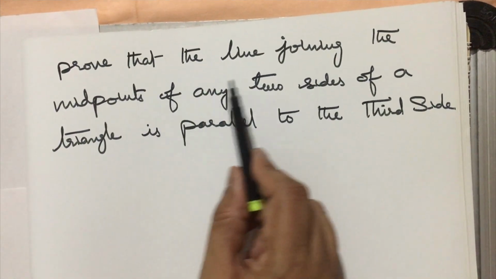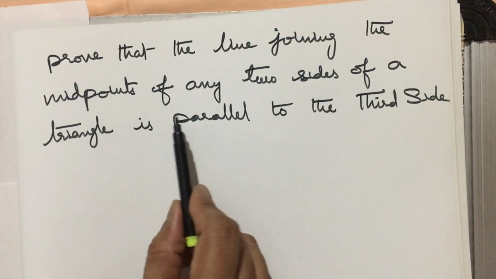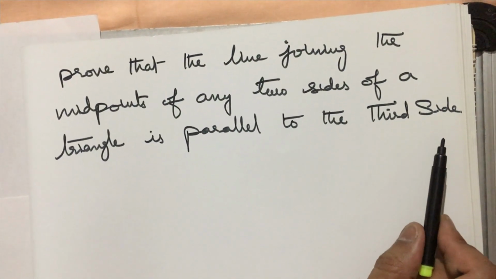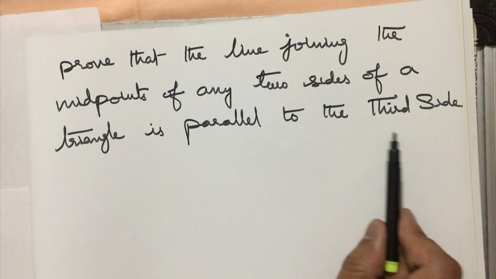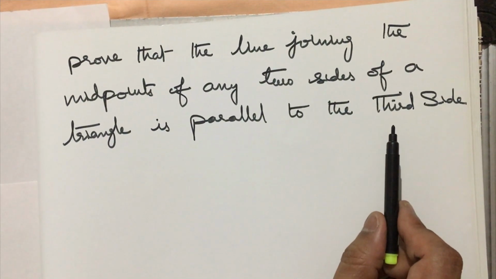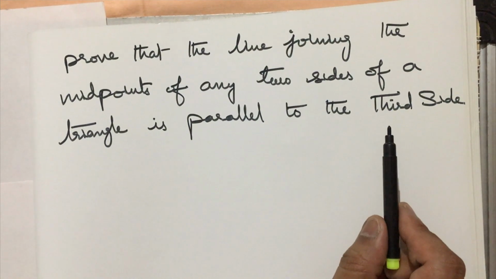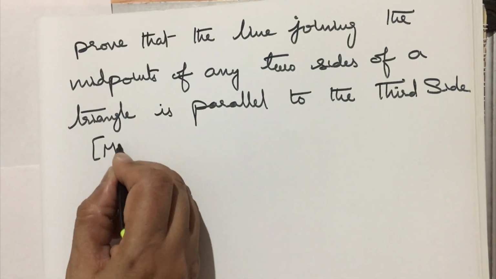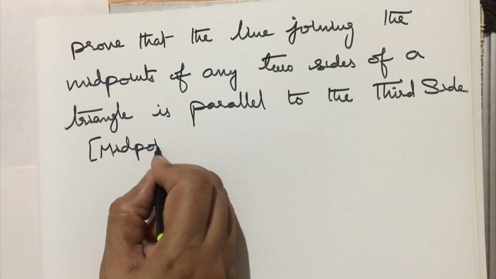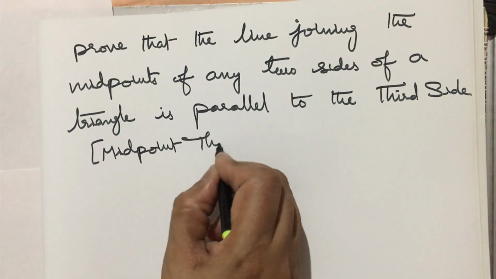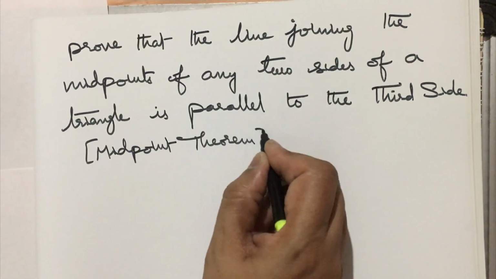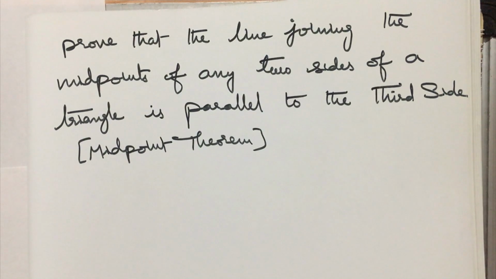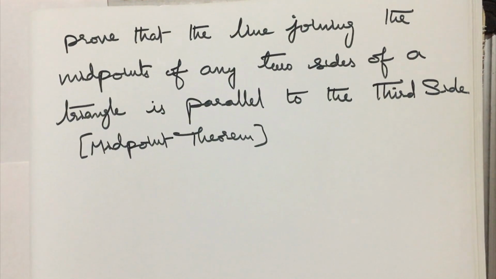Let us prove that the line joining the midpoints of any two sides of a triangle is parallel to the third side. By looking at this statement, do you remember one of the theorems in 9th class? That is nothing but the midpoint theorem. This is the statement of the midpoint theorem. There we used the congruencies of triangles and we proved it. Here we are going to use similarity to prove this.